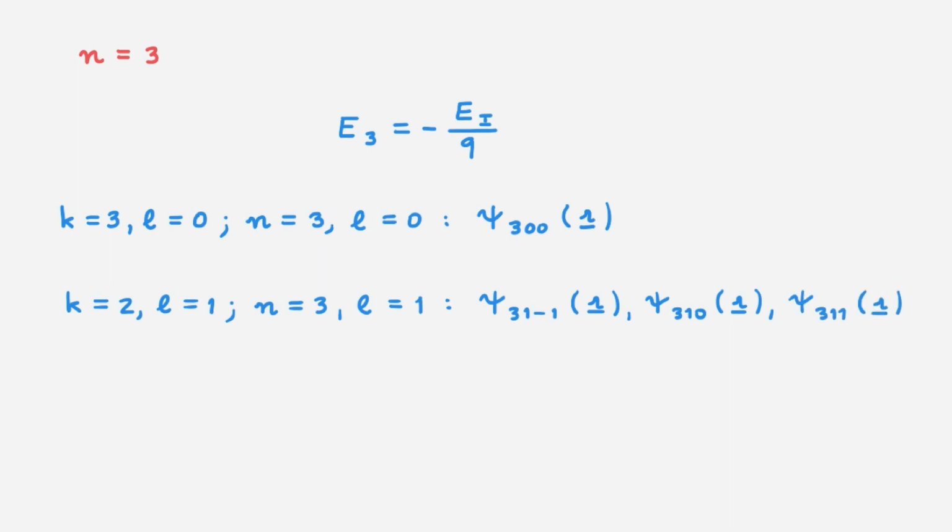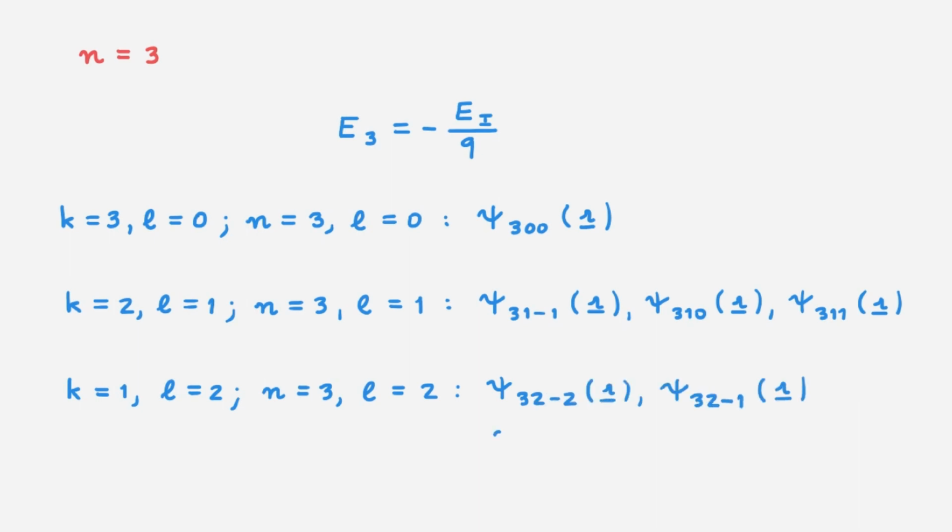And the third possibility is K equals 1 and L equals 2, or n equals 3 and L equals 2. And this leads to 5 eigenfunctions, which in NL-ML notation are psi 32 minus 2, psi 32 minus 1, psi 320, psi 321, and psi 322.